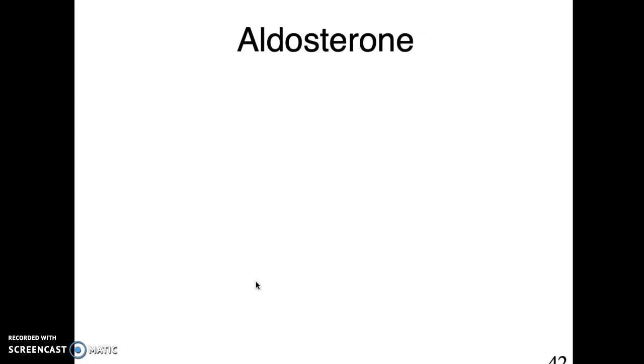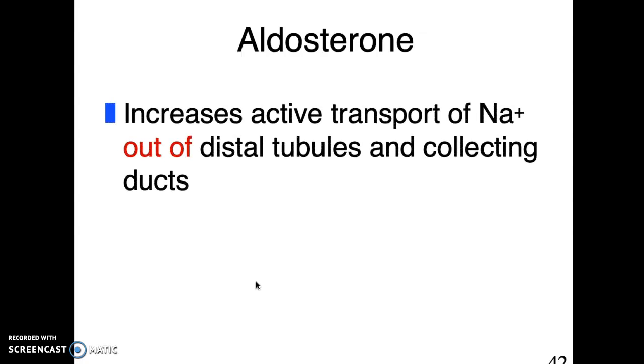Now, how does aldosterone work, and what does it do? Well, it's doing something similar. It's saving water. Remember, terrestrial organisms, they need to save water. But it's doing it in a very different way. It increases the active transport of sodium. Where? Out of the distal tubules and collecting ducts. So what it does is it's going to save salt, save sodium.